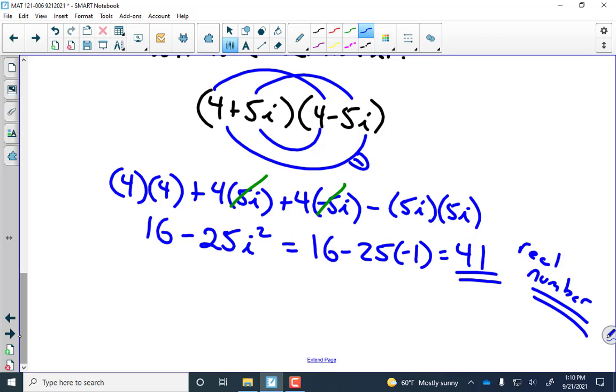All right, cool. Complex conjugates. Got it. Question? Can we skip like the foiling method? Okay.